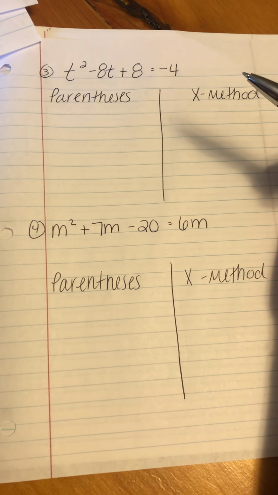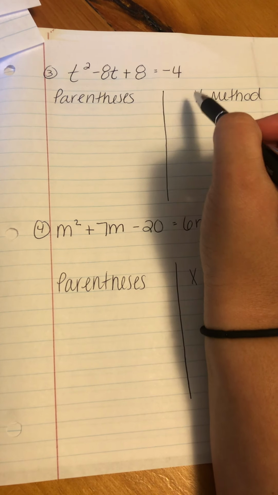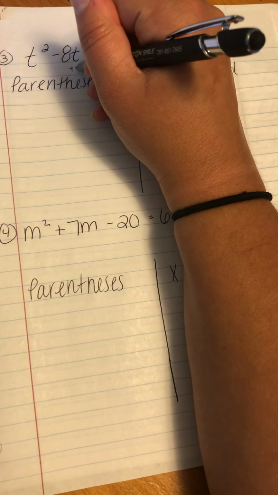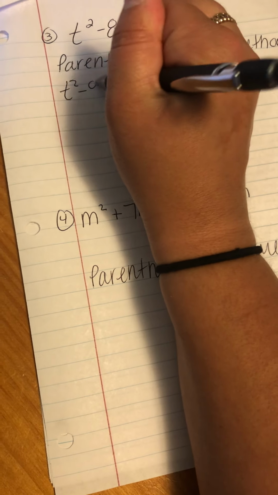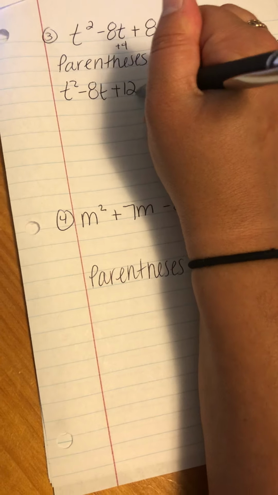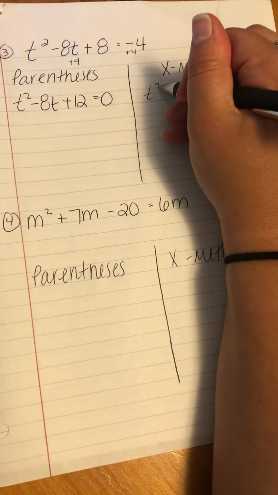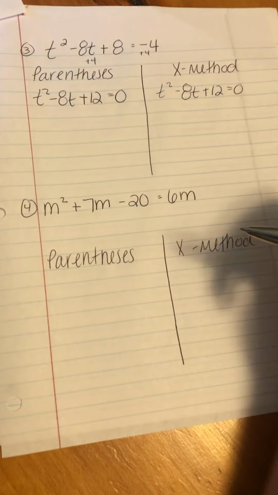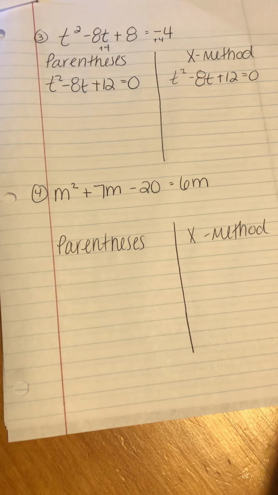So in order to set it equal to 0, I'm just getting all of my terms on the same side. I'm just going to move whatever's over here to the other side. So we would add the 4, right? So what we're actually factoring is going to be t squared minus 8t, and that plus 4 is going to go with the 8. So plus 12 equals 0, okay? That's what I can factor, and the same thing for the X method as well. So both of these methods, you have to make sure that your trinomials are set equal to 0 before you do any type of factoring here, okay?